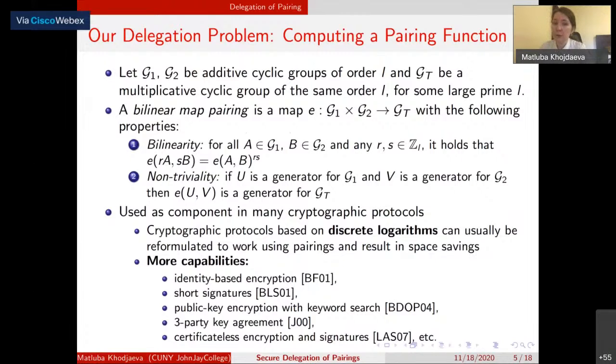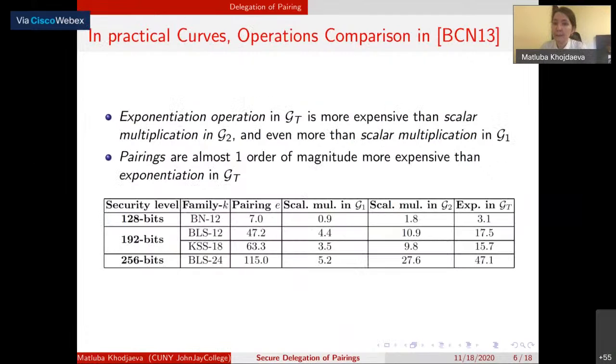It has many capabilities, for example in identity-based encryption and so on. Our paper analyzes the four more practical curves, BN12 and so on. This table shows a comparison: for example, exponentiation in GT is more expensive than scalar multiplication in G1 and G2. And the pairing, that's what we are looking at. Yes, the pairing is almost one order of magnitude more expensive than exponentiation in GT.